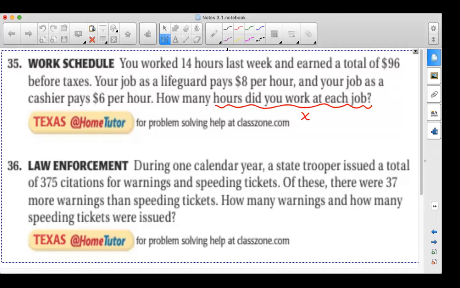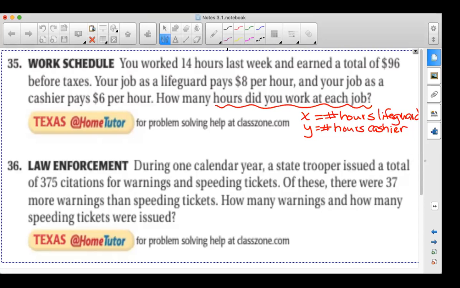So X, my first job it said was a lifeguard. So I'm going to say number of hours lifeguard. Y would be then the number of hours as a cashier. So I've defined my variables. I know what X and Y mean.